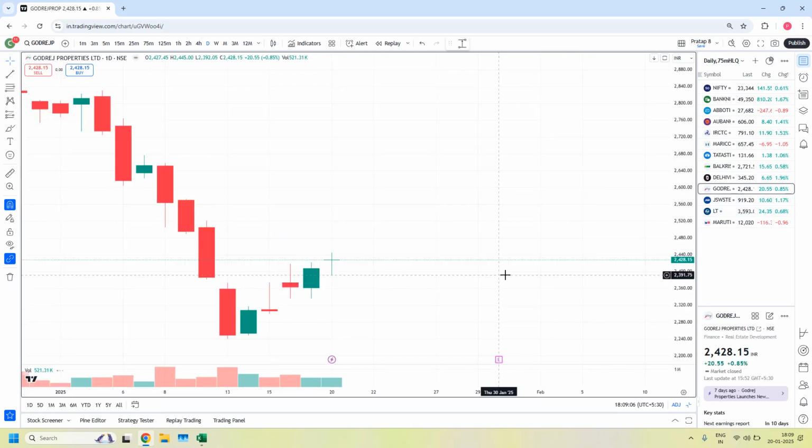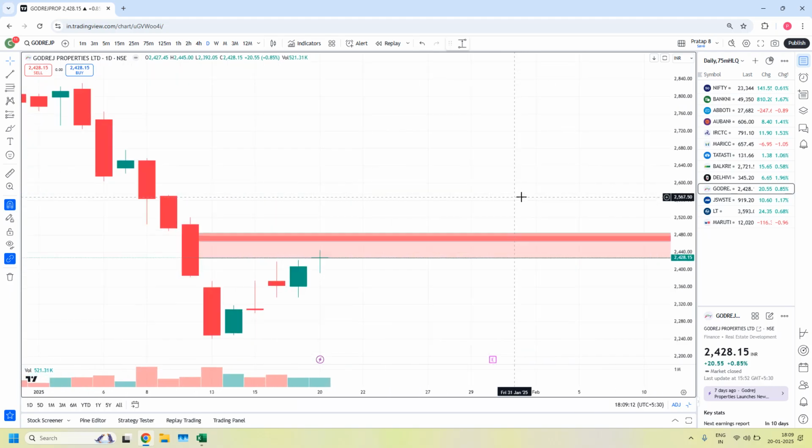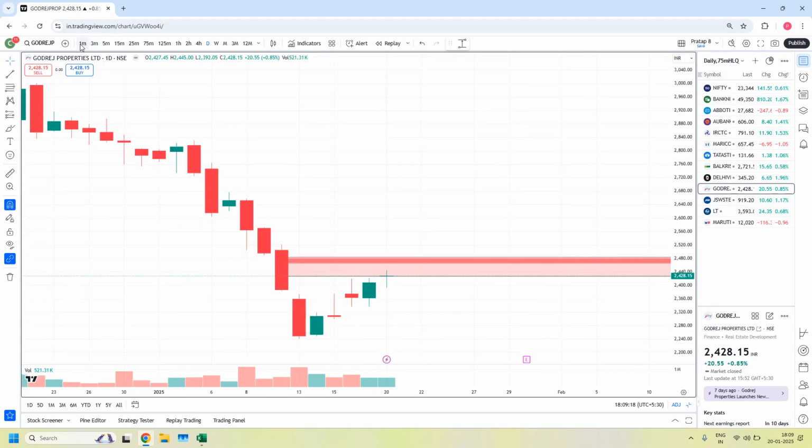Next one is Godrej. This is the last stock we haven't discussed. Godrej is very interesting. Go to the 1 minute time frame.